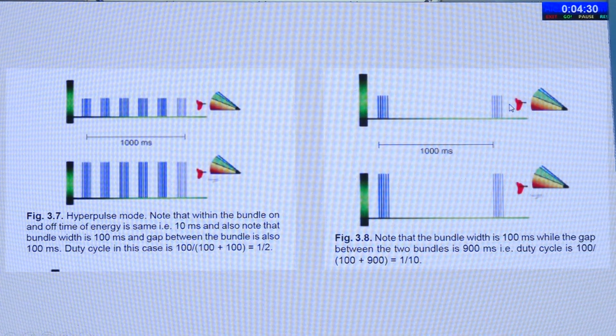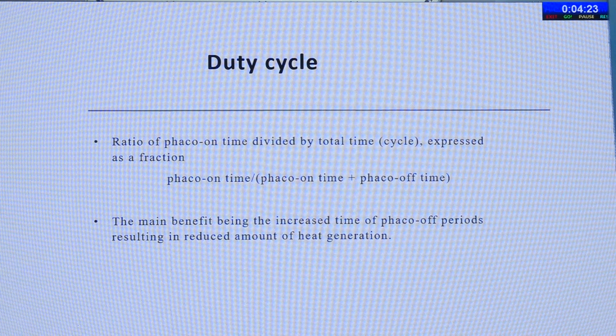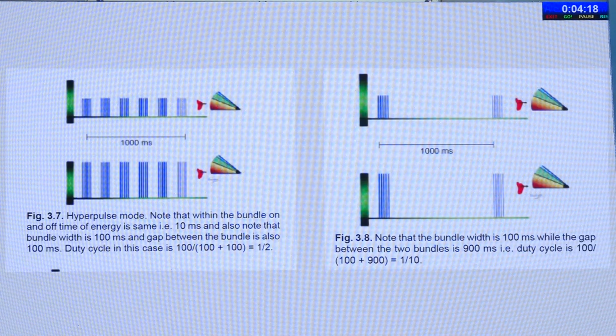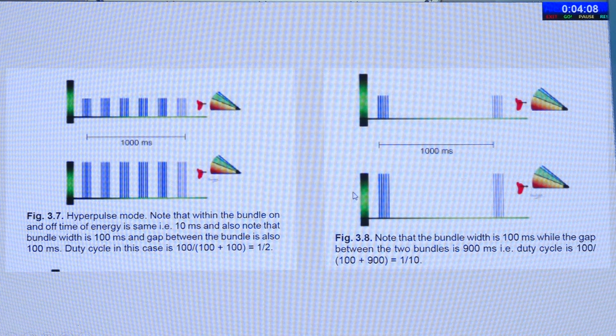Now the advantage over here is the duty cycle. Duty cycle is basically Phaco on time divided by Phaco on plus off time. Now we can make use of this off period because this helps in cooling and lesser damage to the eye, lesser heat generation. So in the first example, we can see it is 100, because this and this are equal. So it is 100 divided by 200, so the duty cycle is half. Whereas in the second example, this is one bundle and then there is a gap of 900 milliseconds and then another bundle. So it becomes 100 by 1000, so almost 1 by 10. So it helps in reducing the heat generation.